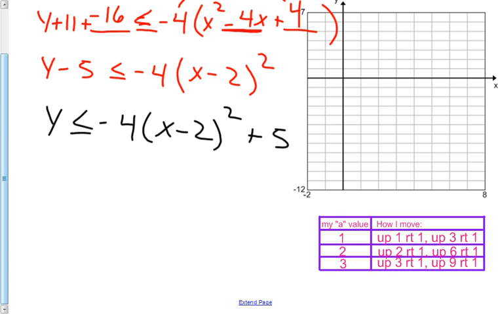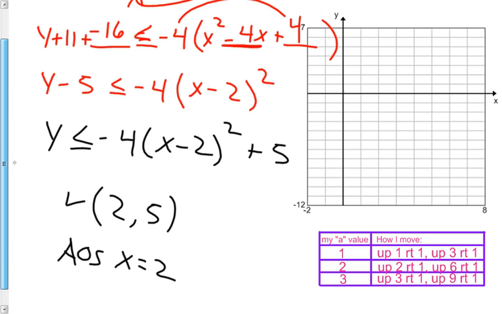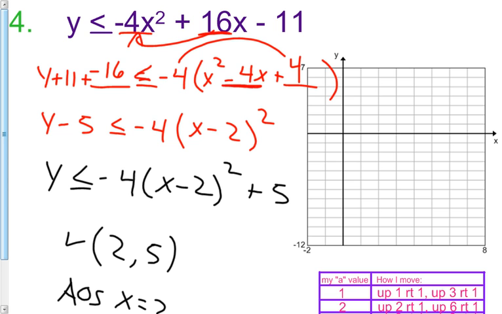So where's our vertex at? Our vertex is at hk, which is 2, 5. And my axis of symmetry is the line x equals 2. We'll put those two in. 2, 5. And then the axis of symmetry is x equals 2. So it goes right through my vertex.